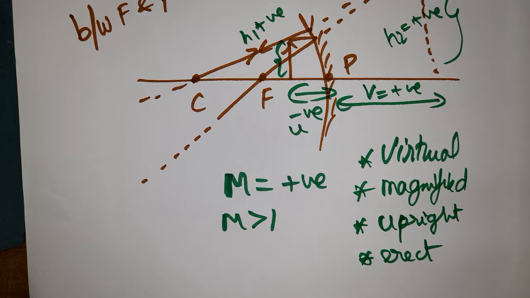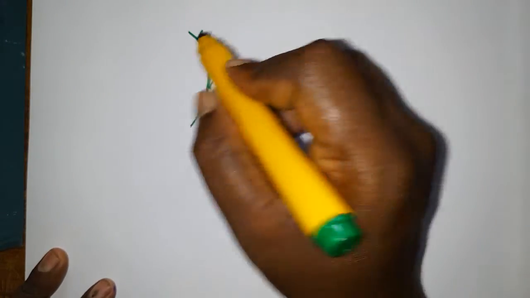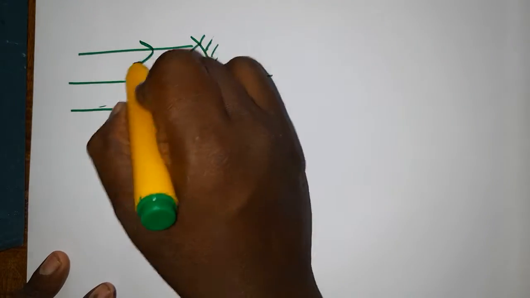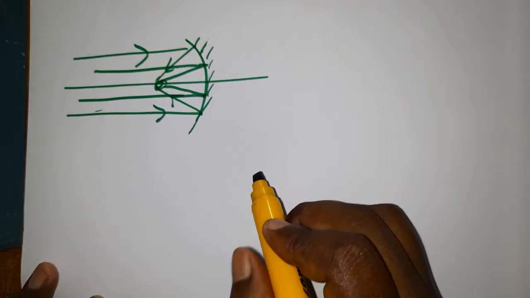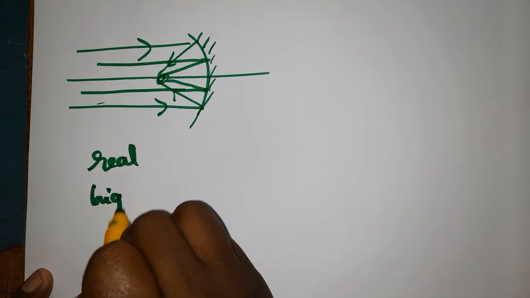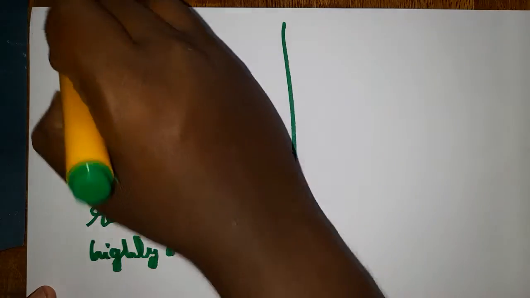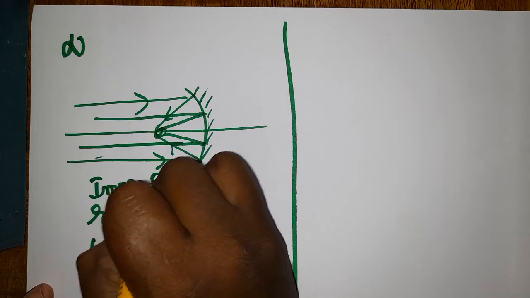Now, we will learn about when the object is placed at infinity. Where will the image be formed? Exactly at the focus. So, when the object is placed at infinity, the image will be exactly at the focus for a concave mirror. A concave mirror in most conditions produces a real image. This case will also produce a real image, but highly diminished. This is for the object at infinity: the image is formed at F, the principal focus.